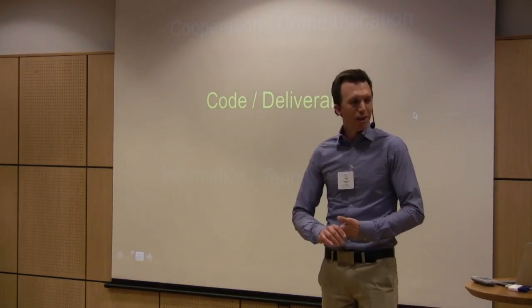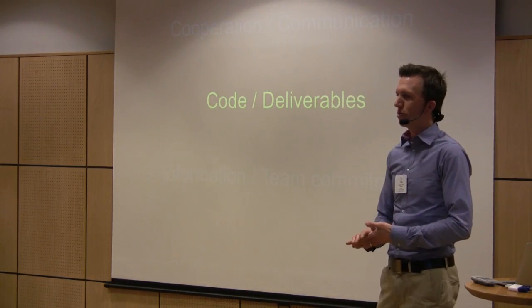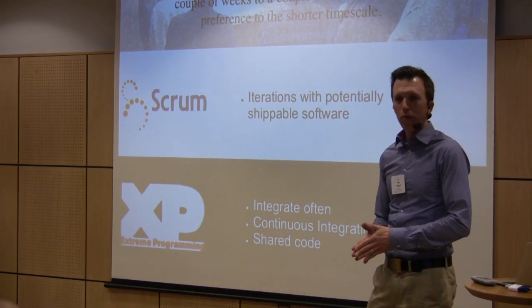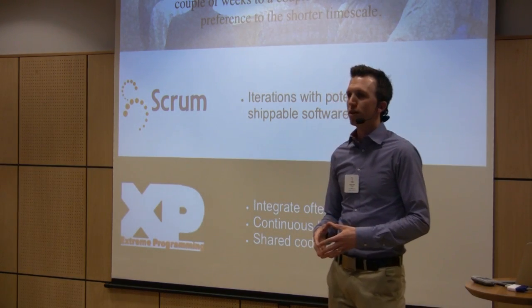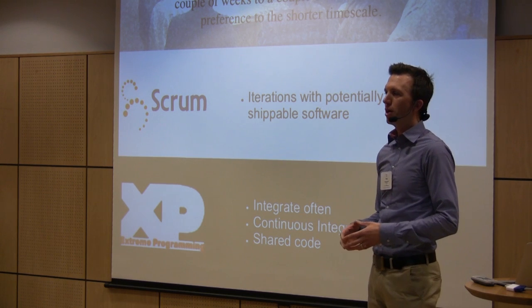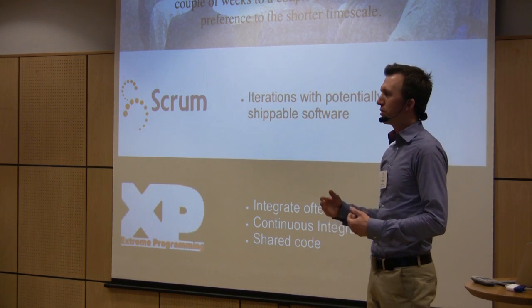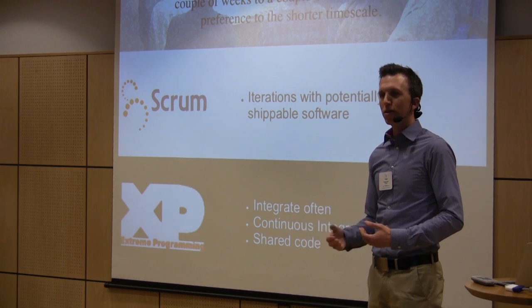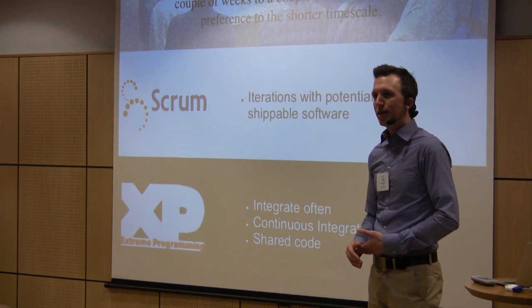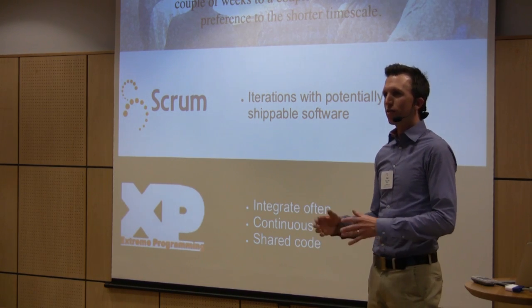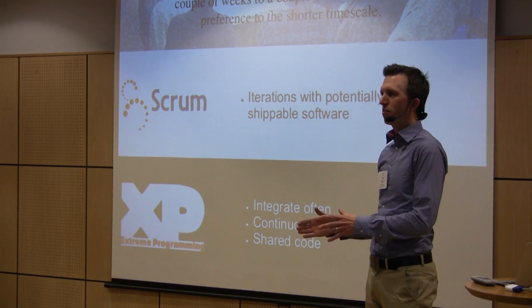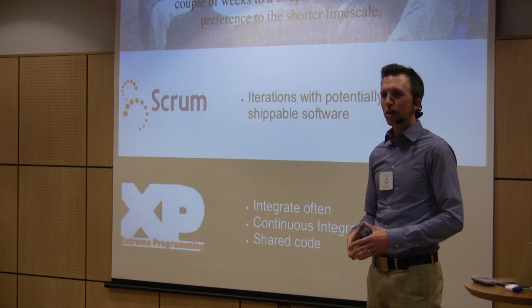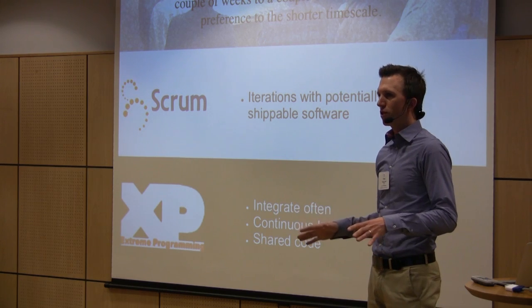All right, so the next area, code and deliverables. One of the key points to work agile and iteratively is to be able to release often. And to be able to do that, you need an infrastructure to support you, to be able to integrate often, to be able to build quickly, and not spend a lot of time on these issues, because then you can't release often.